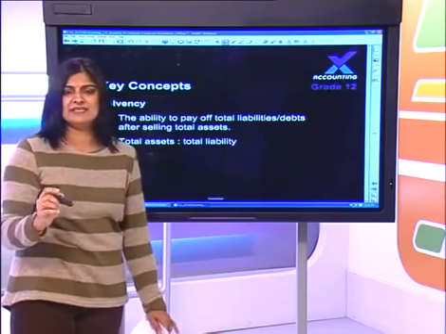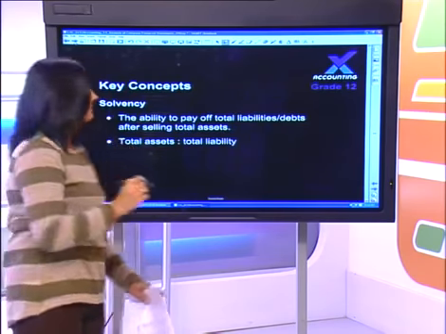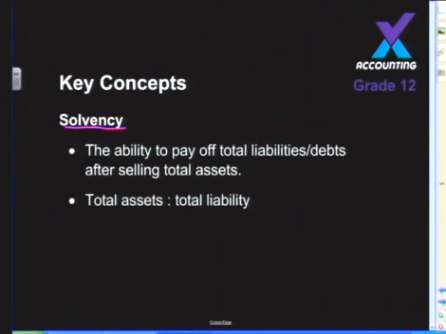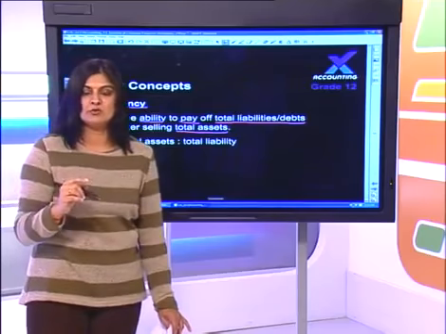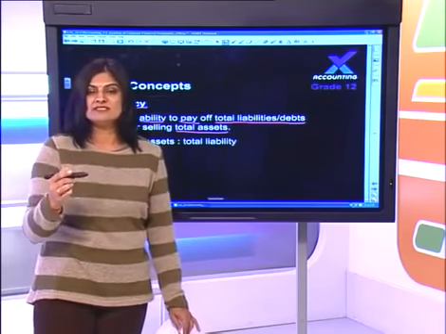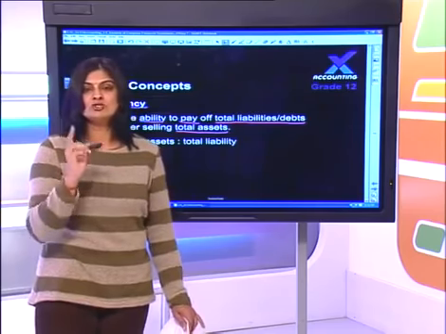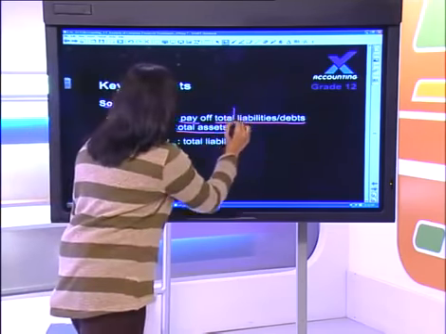The next category is the term solvency. Now, again, what do we mean by solvency? And again, guys, just like liquidity, this is a common exam question. Solvency is simply the ability to pay off total liabilities or total debts after selling total assets. In other words, whereas liquidity was looking at simply whether the business can pay short-term debts, solvency focuses on total debts.